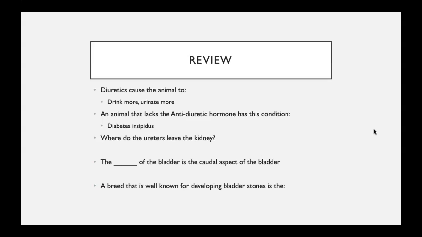Where do the ureters leave the kidney? They leave the kidney at the hilus. The blank of the bladder is the caudal aspect of the bladder, and that is the neck of the bladder. A breed that is well known for developing bladder stones is the Schnauzer and the Dalmatian.